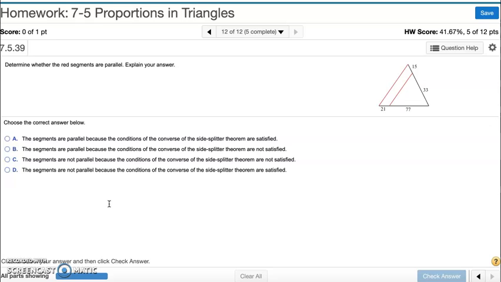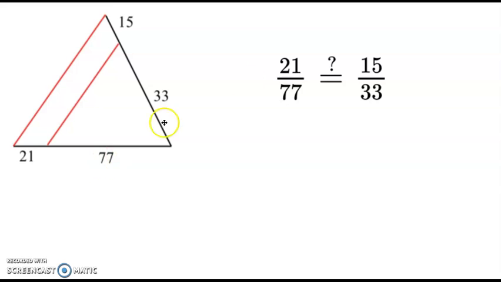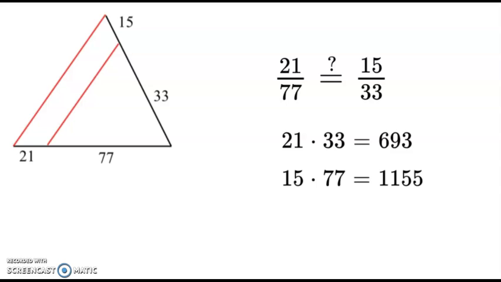Number 12. Determine whether the red segments are parallel and explain your answer. If the two red segments are parallel, then if I set up proportions, they should be true. So let's do that. So 21 over 77 equals 15 over 33. Is that true? Well, if I multiply 21 times 33, I get 693. Multiplying 77 by 15, I get 1,155. So the proportion isn't true. So we can say they're not parallel.